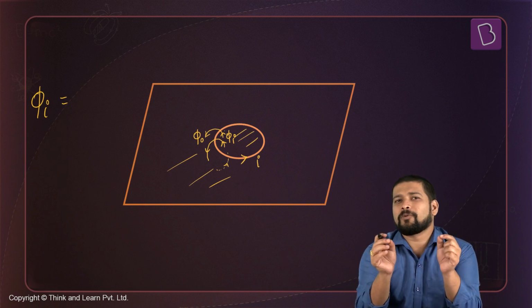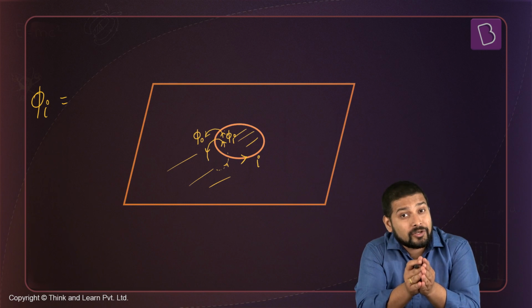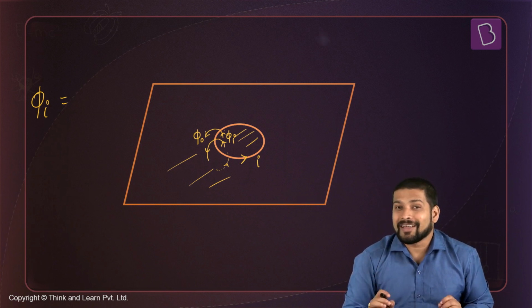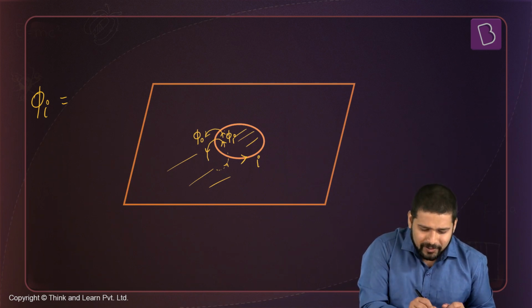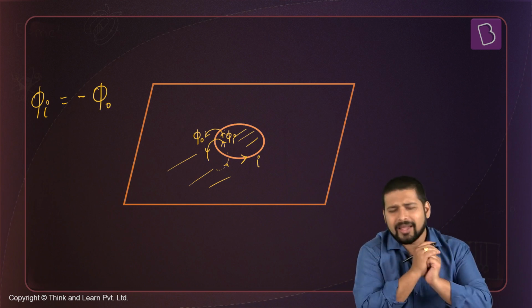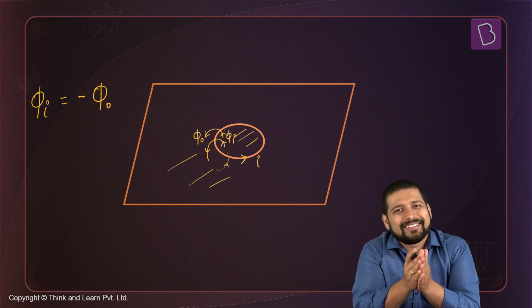But here is the problem. Most of the students actually make this mistake. You don't care about the direction. In this case, if you notice, the direction of phi I is opposite to that of the direction of phi O. So we need to include a minus sign over it. So phi I is equal to minus of phi O, and that is the answer to this problem.